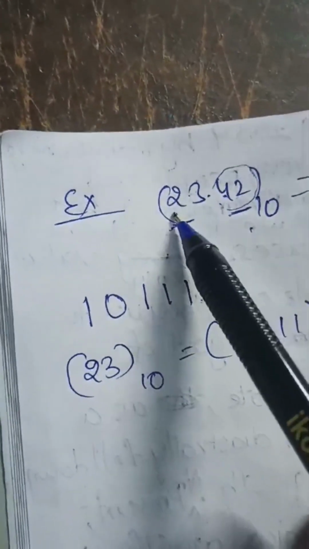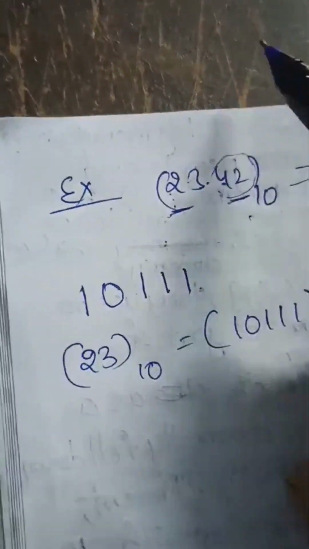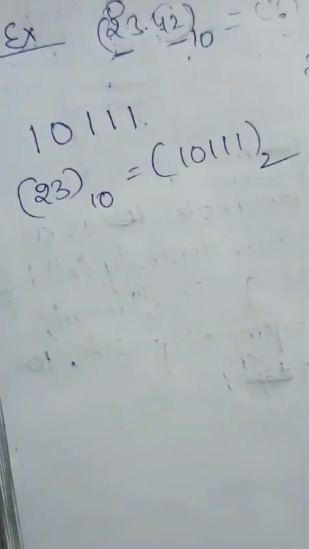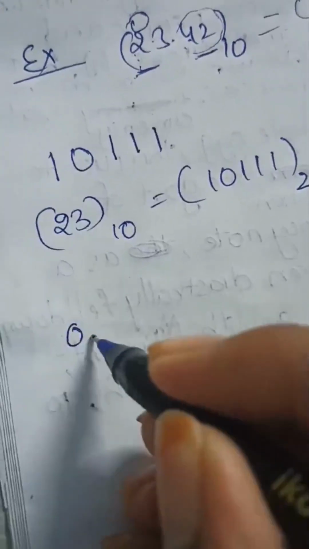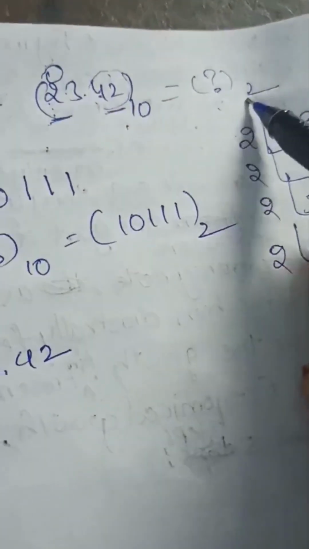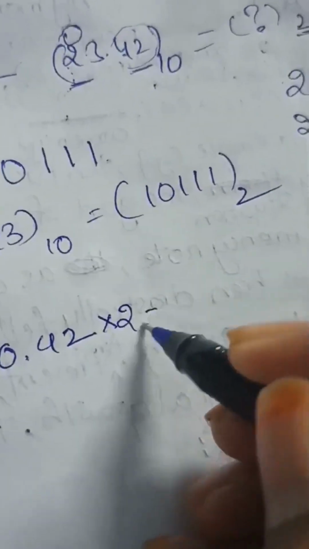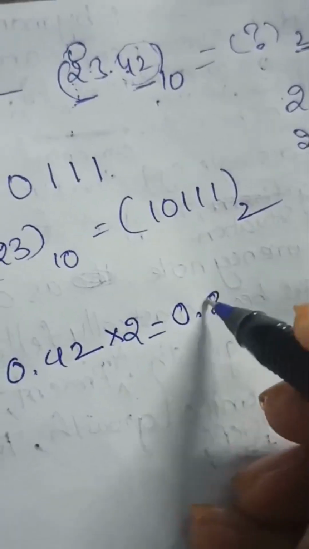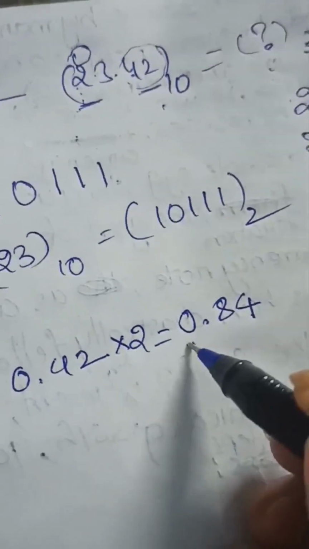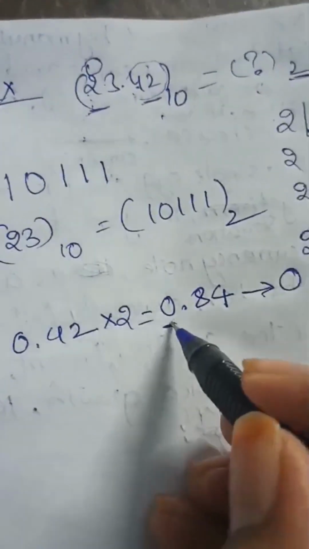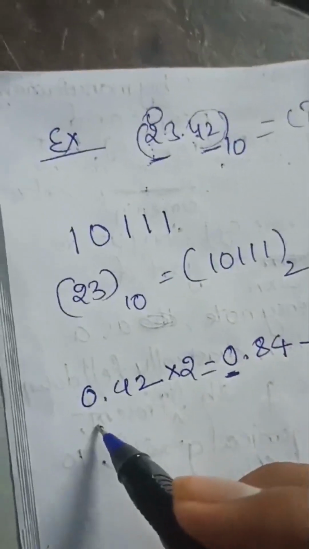Here already we have the 23, so keep it as the integer part. 0.42. Here the base of the conversion is 2. Now multiply with 2, here we get 0.84. The value in the integer part remains 0. We will take the integer part as 0.